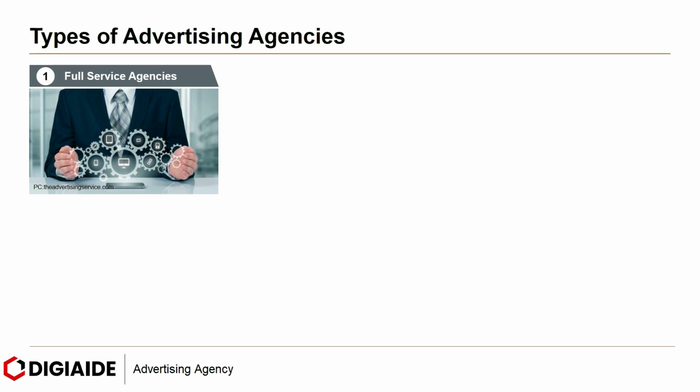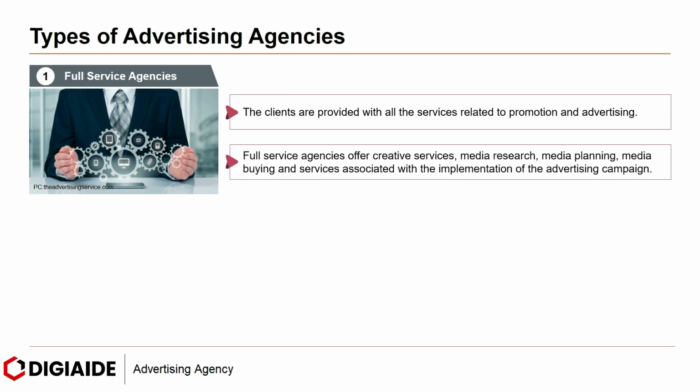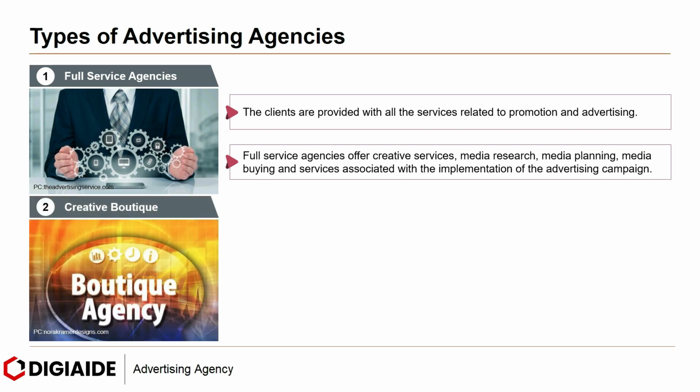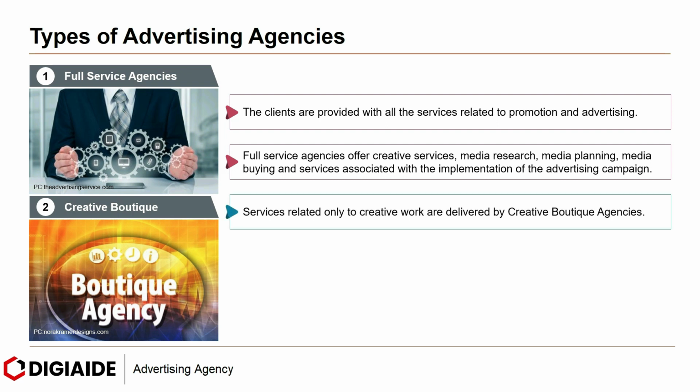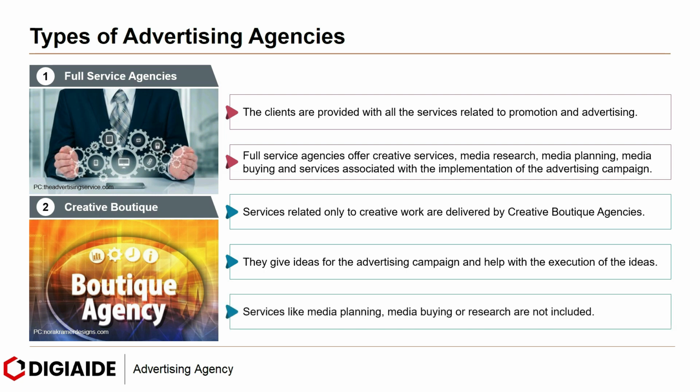Now moving on to the types of advertising agencies. First, full service agencies. The clients are provided with all the services related to promotion and advertising. Full service agencies offer creative services, media research, media planning, media buying, and services associated with the implementation of the ad campaign. Next, creative boutique agencies. Services related only to creative work are delivered by creative boutique agencies. They give ideas for the campaign and help with the execution of the ideas. Services like media planning, buying, or research are not included.